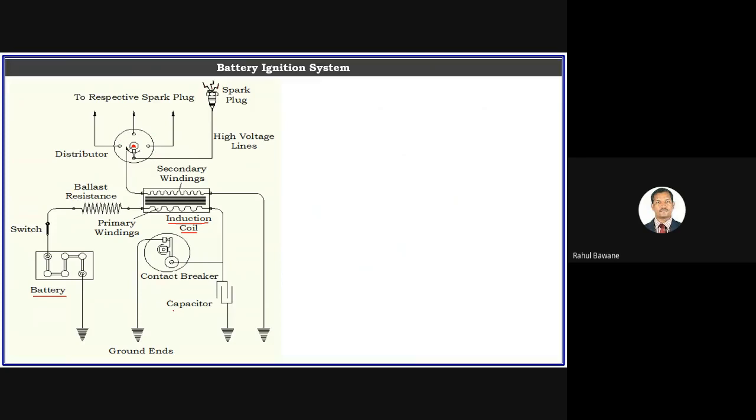Now there is a capacitor also. The capacitor does the work of getting charged when the primary circuit is completed. When the primary circuit is broken, it throws out whatever charge is stored inside it into the primary circuit.